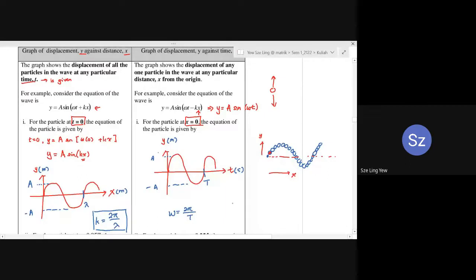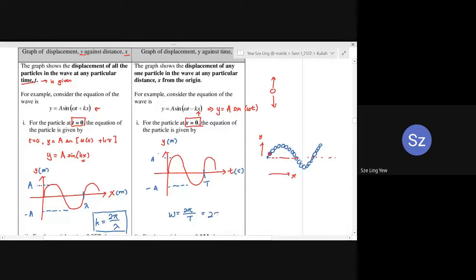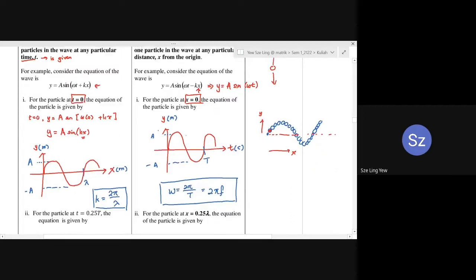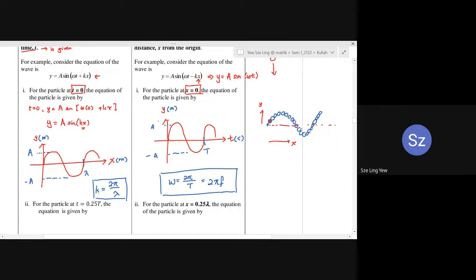And remember the things that I told you before. This family has three members: omega, period, and one more, the frequency. So 2 pi f. This equation is very important. Once you have any one of the members, then you can use it to calculate the information needed, either to form equations or to plot the graph. So for y against x, there are two members in a group, which are k and lambda. For y against t, there are three members in a group, which are omega, period, and frequency.